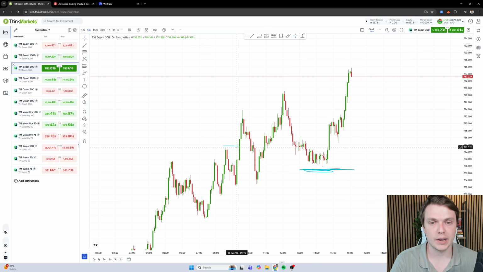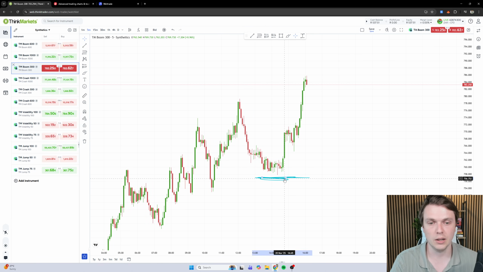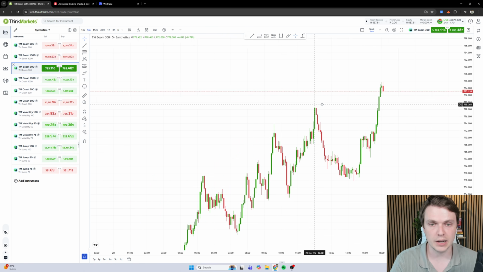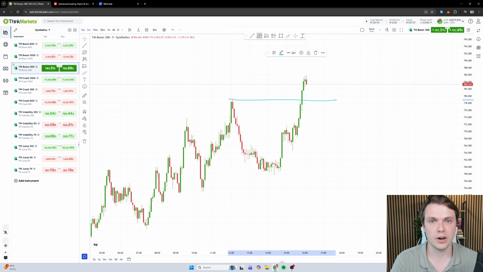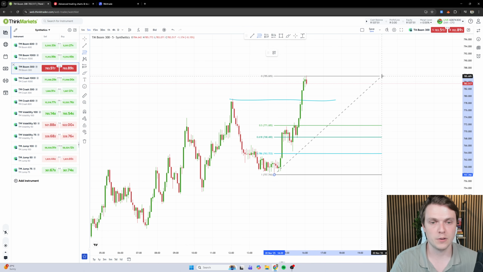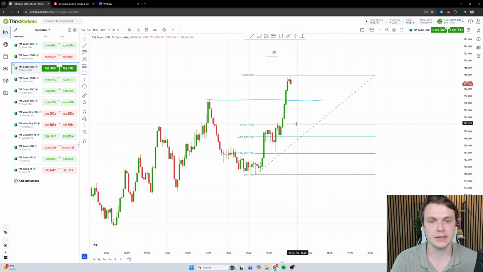So currently we can see that this pair is still bullish. Broke this high over here. Let me just draw it with this pen. Broke this high over here. We are going to fib from the bottom to the top. And you can then see your order block there.